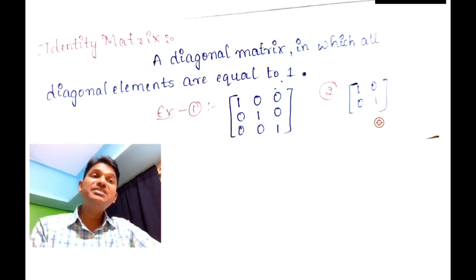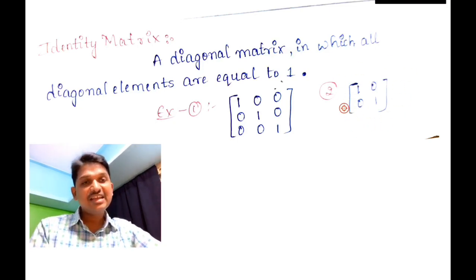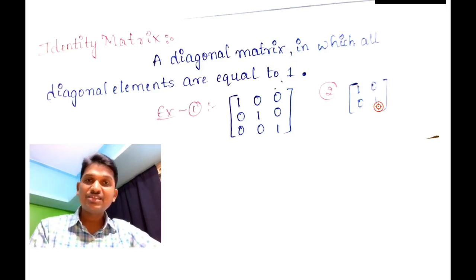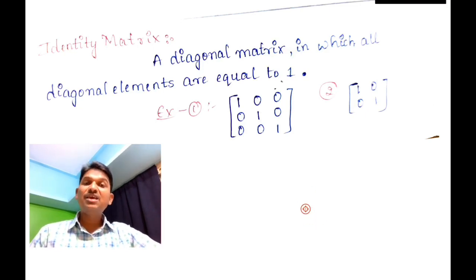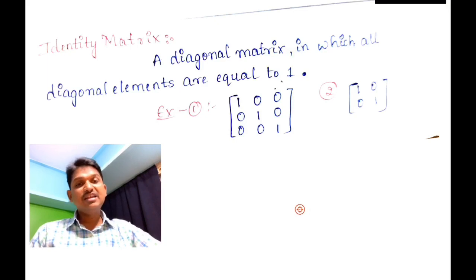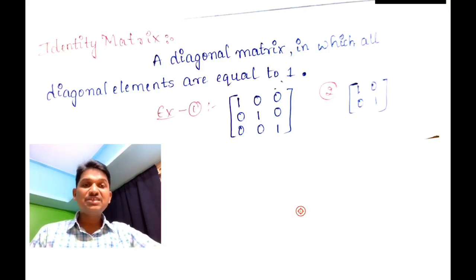And you see this example. Is it a diagonal matrix? Yes, it is a diagonal matrix. What about diagonal elements? All diagonal elements are equal to 1. Yes, that's why this is an identity matrix. So 3 important definitions we learn: diagonal matrix, scalar matrix, identity matrix. Very easy definitions, but we use these things very frequently.